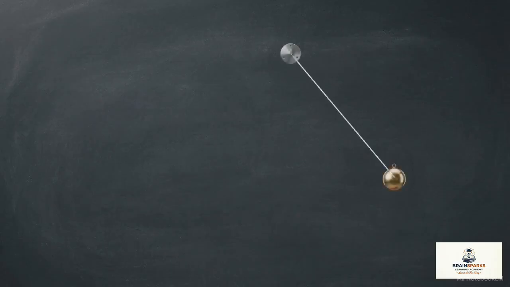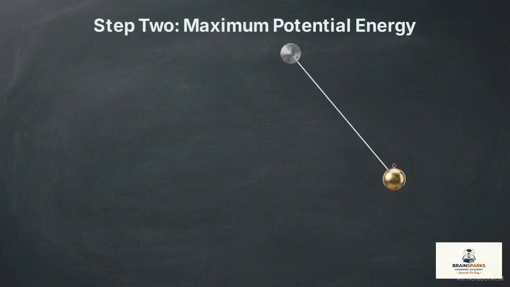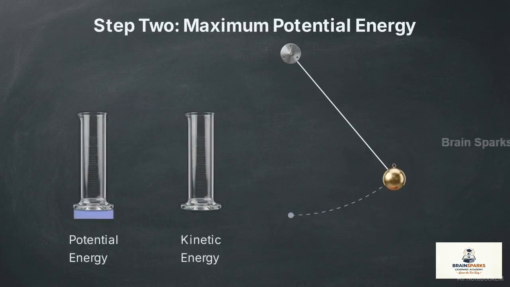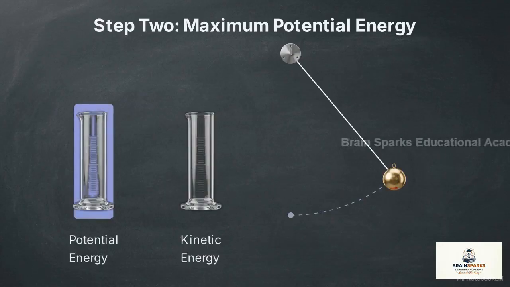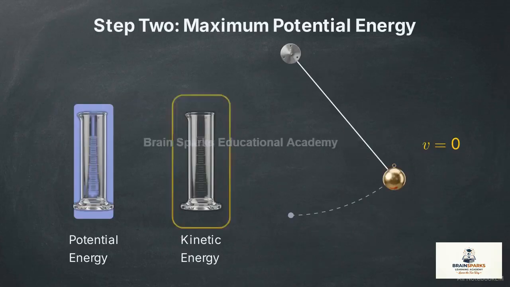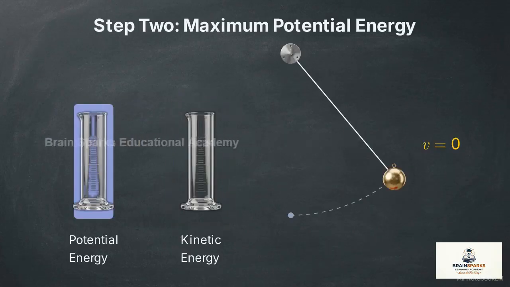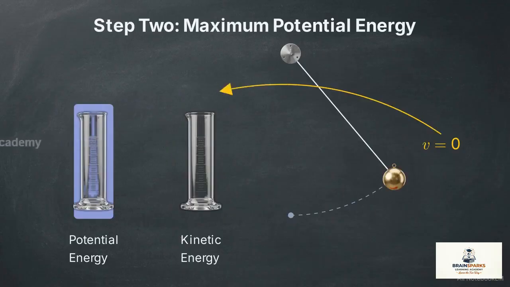This animated diagram brings us to Step 2, maximum potential energy. Notice how the pendulum is frozen exactly at the highest point of its swing. Beside it, you can see two fluid-filled columns tracking the energy. Right before you let go, the bob is momentarily hovering in the air. Its physical speed is absolute zero. Because kinetic energy is the energy of motion, an object with zero speed has exactly zero kinetic energy.